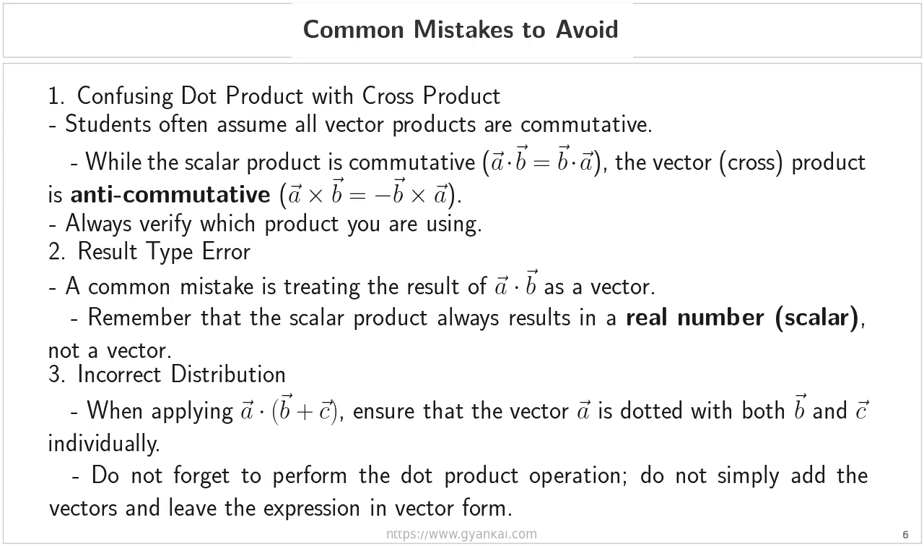Finally, let's talk about incorrect distribution. When you are applying the distributive law we discussed on slide 3, specifically, a dot the sum of b and c, make sure you are actually performing the dot product operation. A common error is to distribute the vector a, but then forget to actually calculate the dot products, leaving your answer in a messy vector form. You must ensure that vector a is dotted with vector b, and then vector a is dotted with vector c. And finally, you sum those two resulting scalars together.